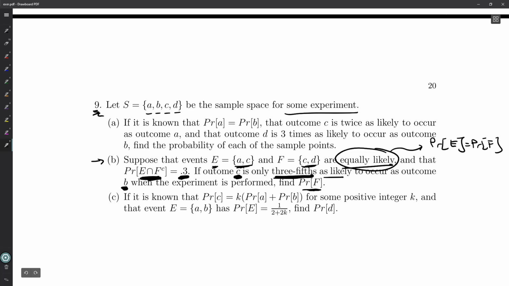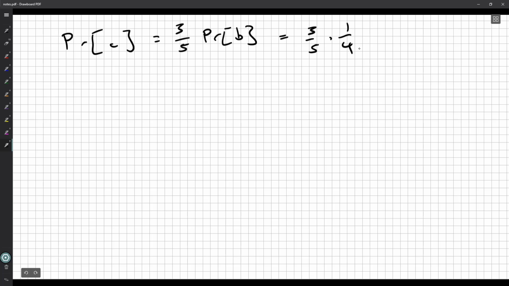What were we even asked for? Find the probability of F, so I need that probability of C at some point. But that's okay. I know the probability of C is 3/5 the probability of B that I just worked out. So it's going to be 3/20. Or if you're a decimal person, 0.15.